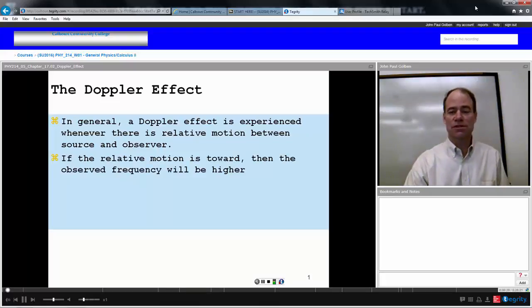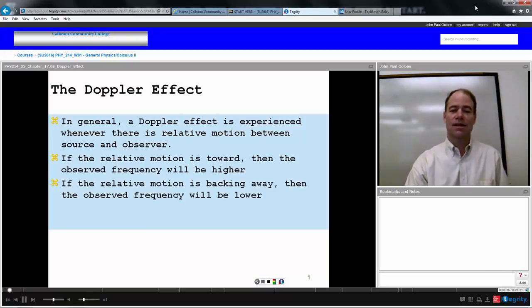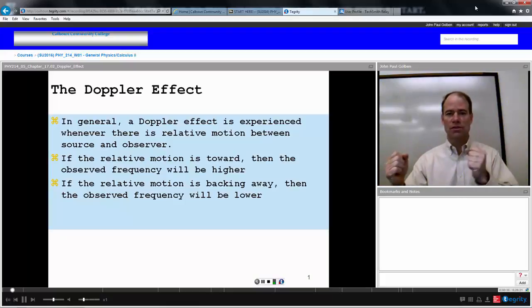If the relative motion is toward, then the observed frequency will be higher. And if the relative motion is backing away, then the observed frequency will be lower. So if the two are moving towards each other, either the source moving towards the observer or vice versa or both, if the distance between them is getting shorter, the observed frequency will be higher. And if the distance between them is getting larger, the observed frequency will be lower. This is our general intuitive approach to the Doppler effect.